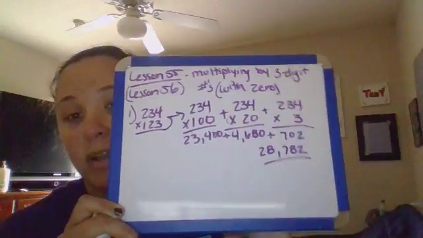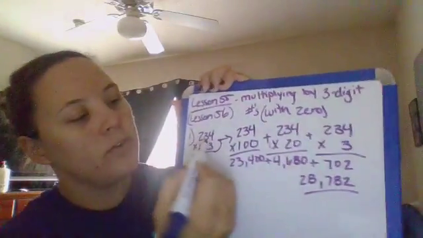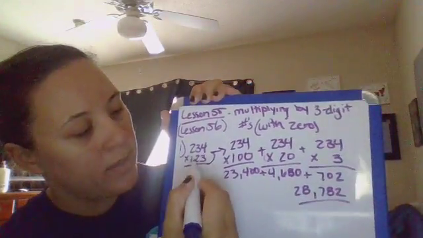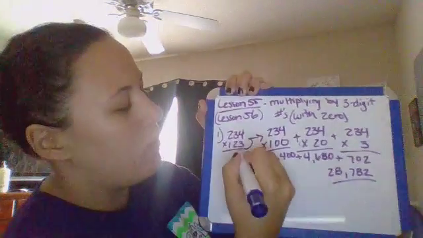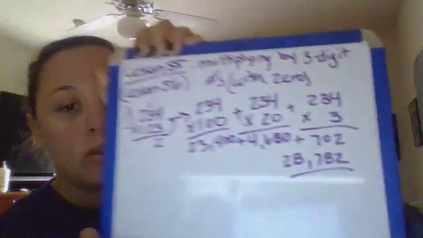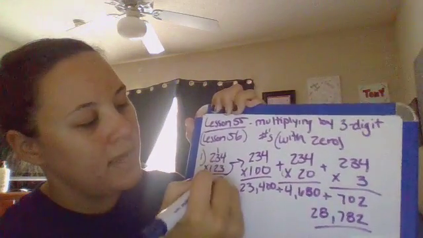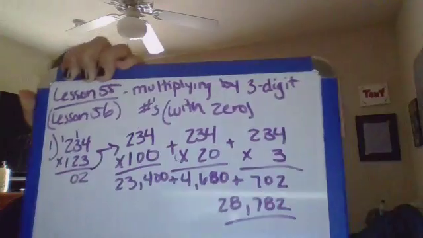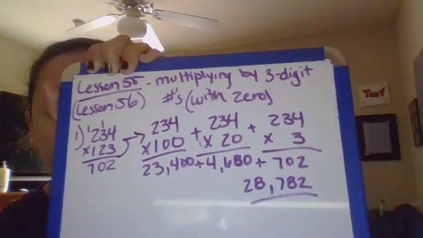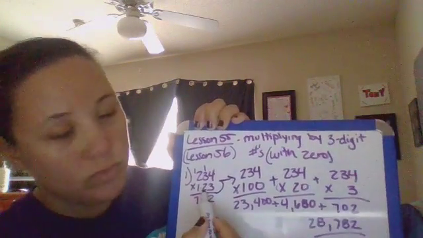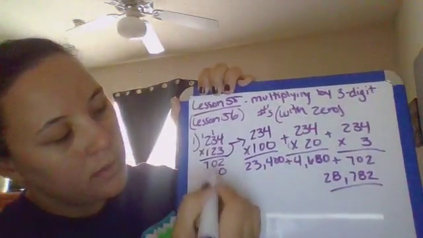The second way is you can just multiply these out straight. We would first start with the 3 and multiply the 3 by everything, and then the 2 by everything, and then the 1 by everything. So 3 times 4 is 12. Bring up the 1. 3 times 3 is 9, plus that 1 is 10. 3 times 2 is 6, plus that 1 is 7, so we have 702 for the 3. And then because we're going over to the tens, we add a 0 under the 2 so that everything starts in the tens position.